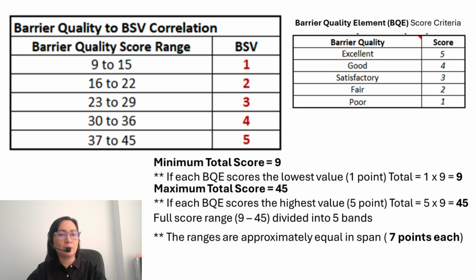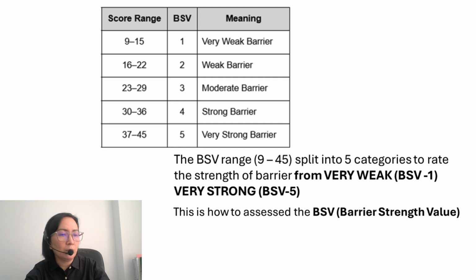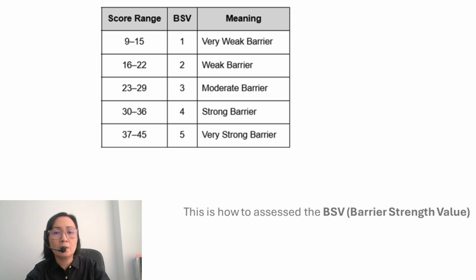To make the total scores meaningful and easier to interpret, the full score range 9 to 45 is divided into 5 bands, each representing a BSV as per the table here. Why these ranges? The ranges are approximately equal in span, 7 points each. This allows a simple, consistent mapping from total quality score to a BSV value. The range, 9 to 45, is split into 5 categories to rate the strength of a barrier from very weak, BSV 1, to very strong, BSV 5. It transforms qualitative scoring into a quantitative value for easier comparison and risk decision-making.